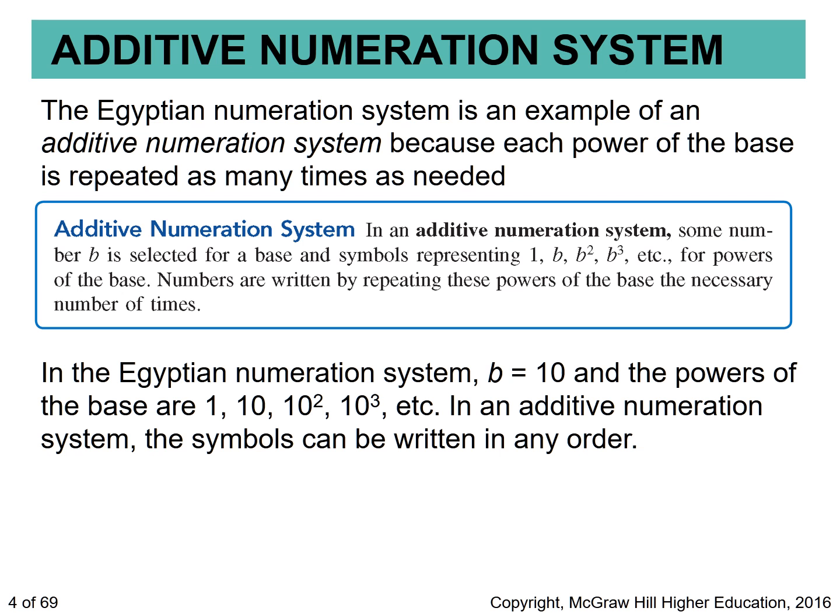But they also had a base system, so their symbols were still powers of 10, but it didn't matter what order you wrote them in. So that's why it's called additive, because I could put whatever represented thousands first, and I could put whatever represented ones next, and then whatever represented hundreds next. It didn't matter.